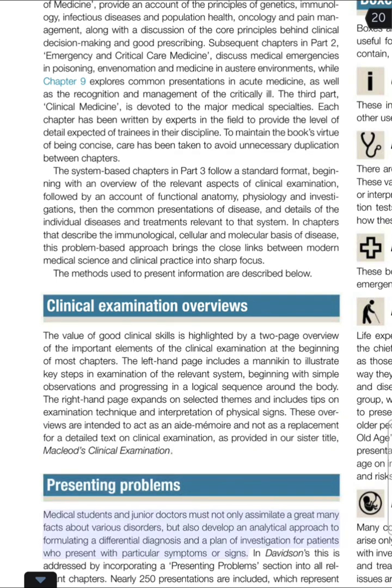Presenting problems. Medical students and junior doctors must not only assimilate a great many facts about various disorders, but also develop an analytical approach to formulating a differential diagnosis and a plan of investigation for patients who present with particular symptoms or signs. In Davidson's, this is addressed by incorporating a Presenting Problems section into all relevant chapters. Nearly 250 presentations are included, which represent the most common reasons for referral to each medical specialty.